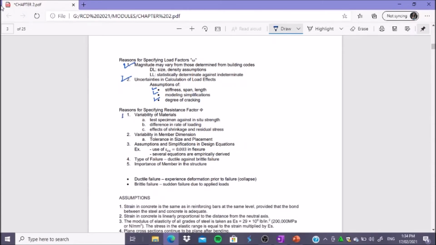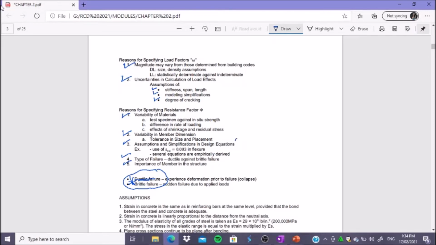Okay. I have already said this, I have already explained this in our chapter 1. So it is important that when we design, we need an adaptive system. Not this one, this is not allowed. It is not allowed by ACI codes.